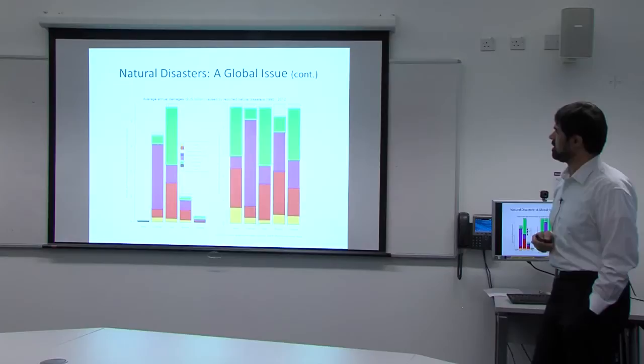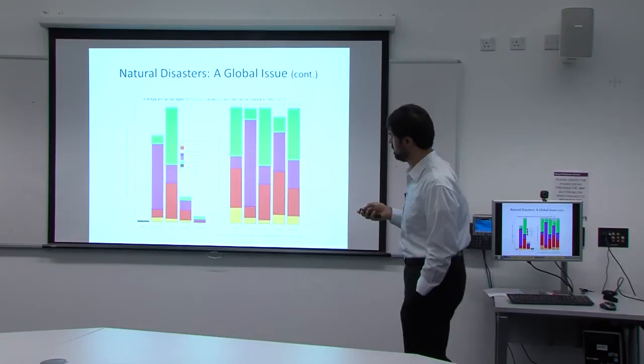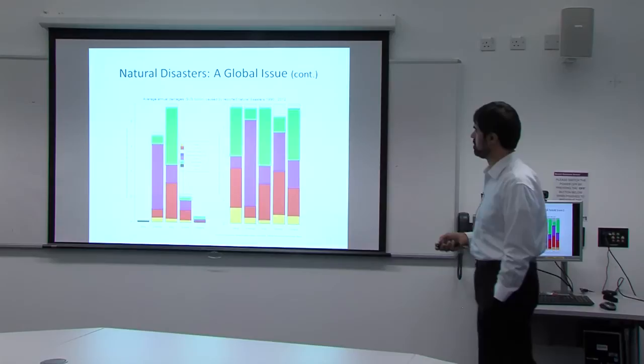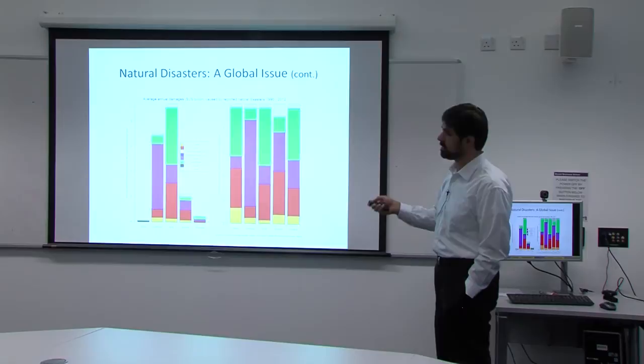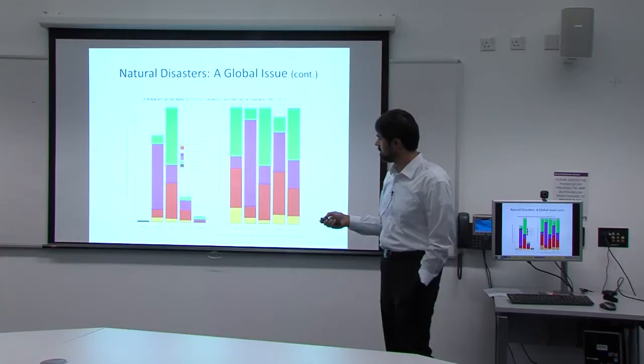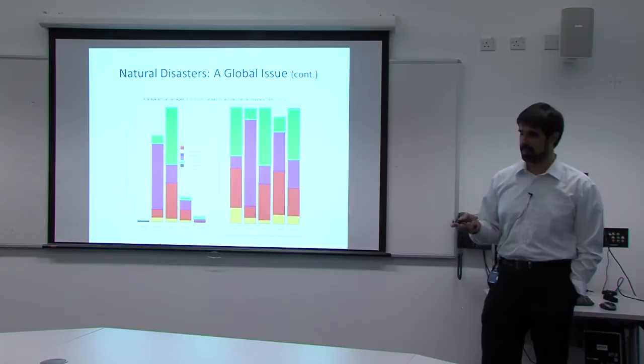And in terms of the spread of different types of disasters in different regions, in Asia, the main cause of natural disaster and the main cause of those losses is earthquake, as you can see in this green area. Whereas in, for instance, Europe, flood is the main cause of losses. In America, storms, tornadoes, cyclones, and things like this.